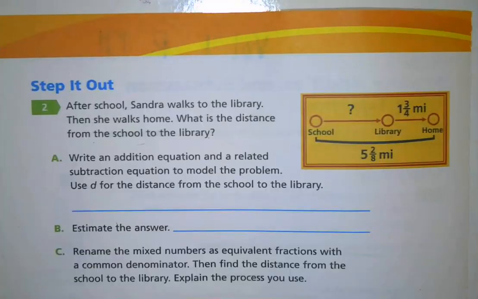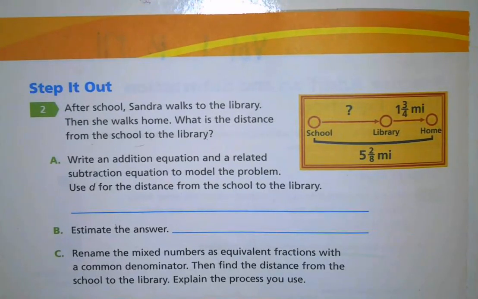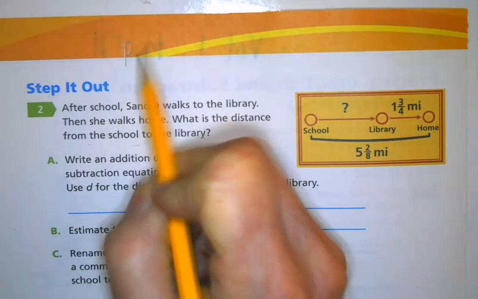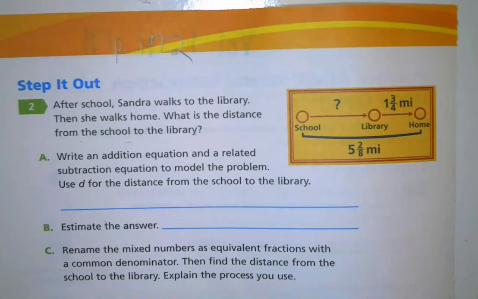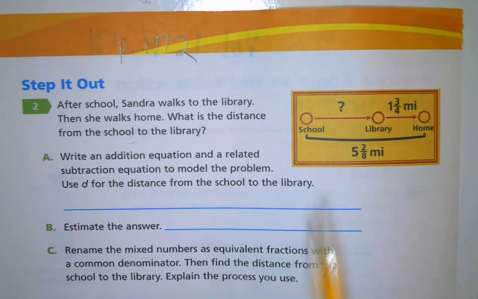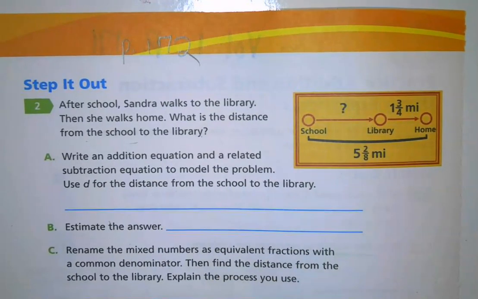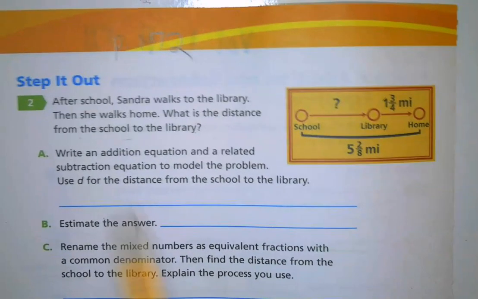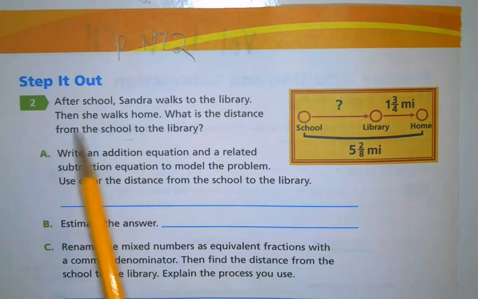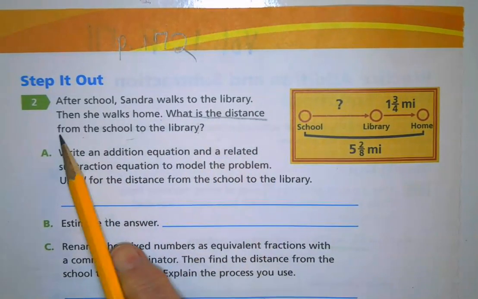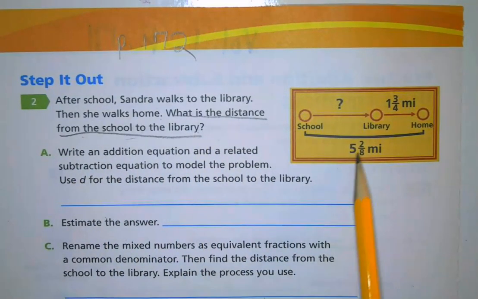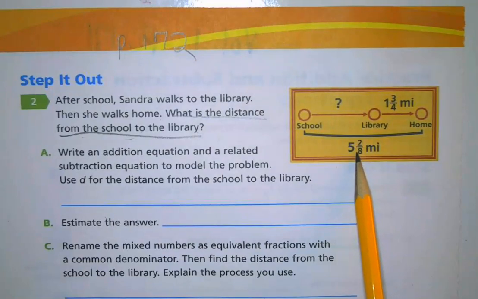Okay, let's turn to the next page, and this is page 172. We're going to look closely at another problem. Right now, this is a word problem that also has a diagram in it. And that diagram is going to give us the information that we're going to use in this word problem. All right, so let's take a look at the problem. After school, Sandra walks to the library. Then she walks home. What is the distance from the school to the library? I'm going to have to look over here at my diagram to get that information.